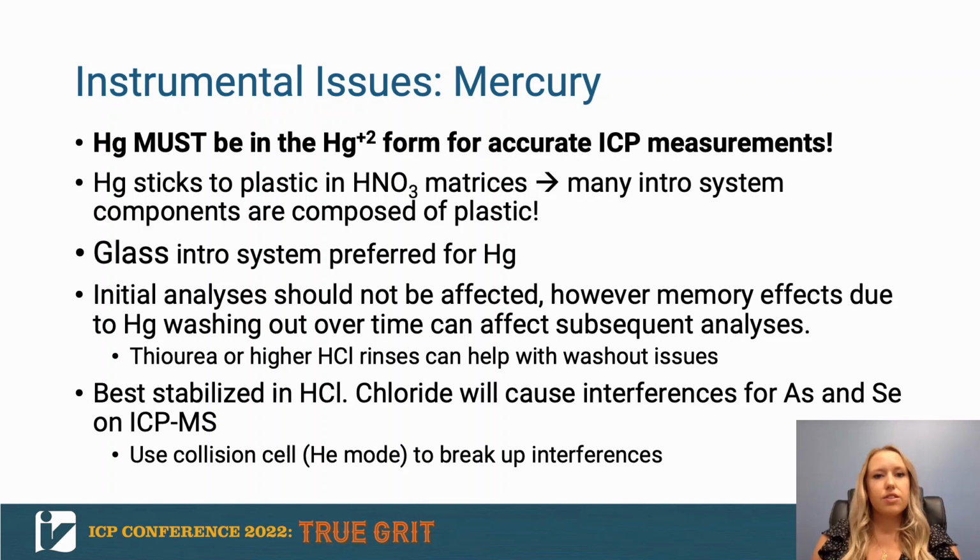So to avoid any of these issues with adsorption to plastic components, we recommend adding a little bit of hydrochloric acid to your matrix to prevent any sticking, as the mercury is going to be stabilized by the chloride. But as we discussed in the previous slide for arsenic, adding this chloride to an ICP mass spec analysis is going to cause that argon chloride interference for arsenic and selenium. So if you are analyzing the big four or selenium as well, you're going to want to use collision cell to break up the argon chloride interference.